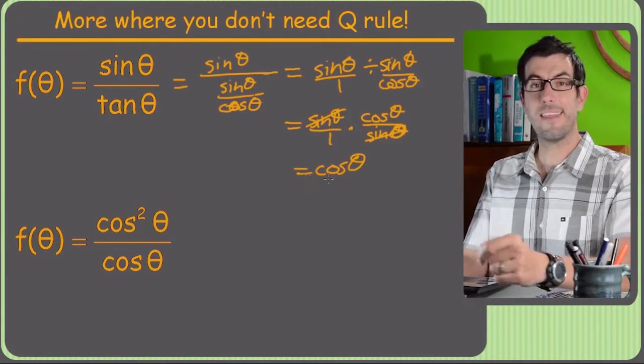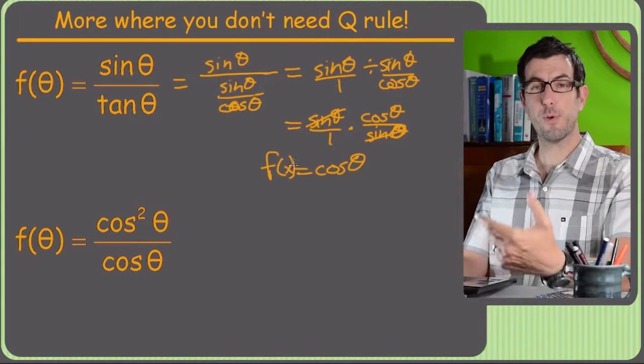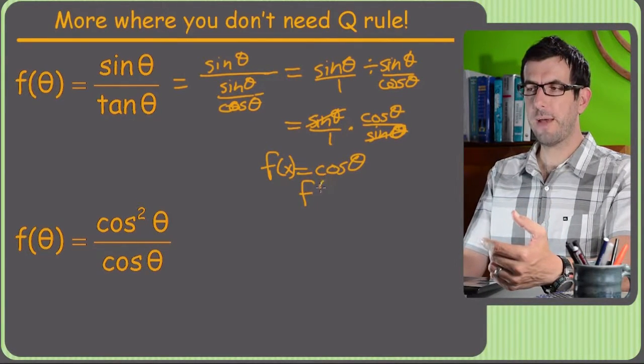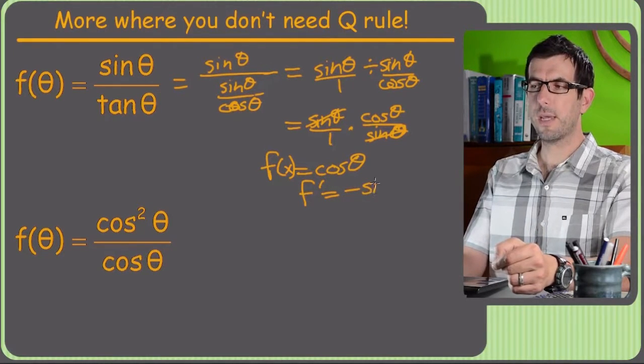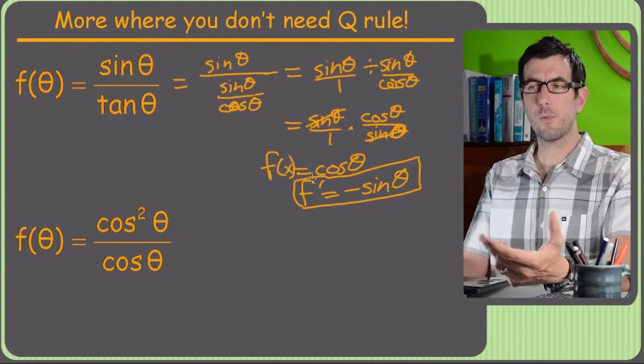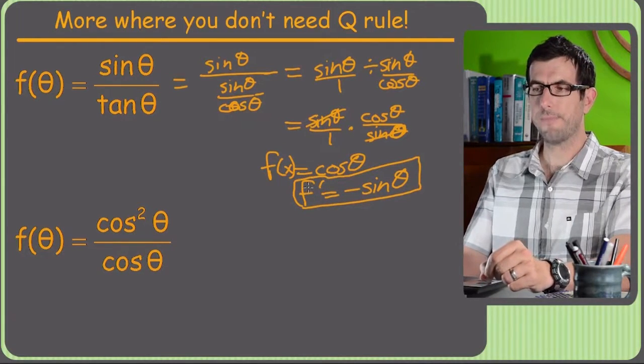Now remember, this is not the answer. All we've done at this point is found a simpler way to write down f of x. But then of course f prime is just the derivative of that, which is real easy. It's negative sine theta. Because once we simplified it, there was no quotient rule, product rule, anything to worry about. It was just a flat out cosine, derivative of cosine is negative sine.